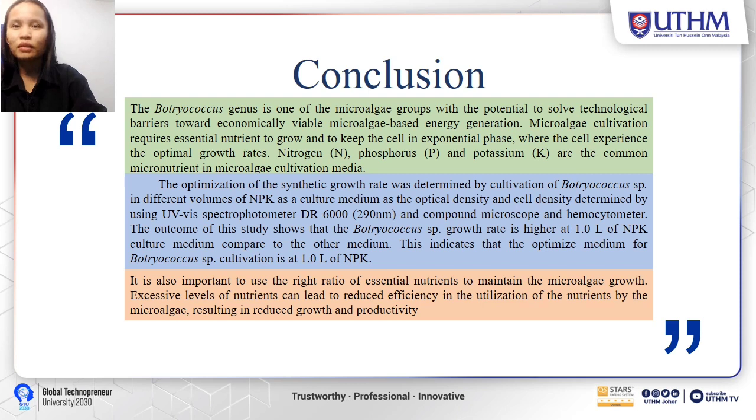The optimization of the synthetic growth rate was determined by cultivation of Botryococcus species in different volumes of NPK as a culture medium, as the optical density and the cell density determined by using UV-Vis spectrophotometer DR6000 with wavelength 219 nanometer and the compound microscope and the hemocytometer. The outcome of this study shows that the Botryococcus species growth rate is higher at 1 liter of NPK culture medium compared to other mediums. This indicates that the optimized medium for Botryococcus species cultivation is at 1 liter of NPK. It is also important to use the right ratio of essential nutrients to maintain the microalgal growth.